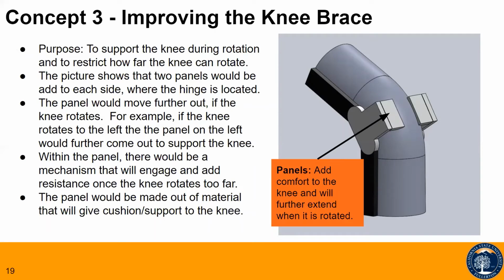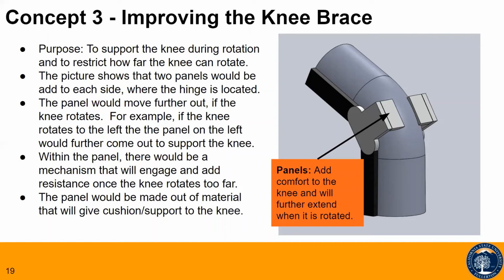For the third prototype, it's an improvement to the knee brace. A new improvement is adding panels to the side of the knee. The picture shows that the panels would cover a portion of the knee, but not all of it. These panels will move further inward towards the knee if the knee rotates either external or internal. For example, if the knee rotates outward, the panel on the left should move further inward to add more support to the knee and protect it.